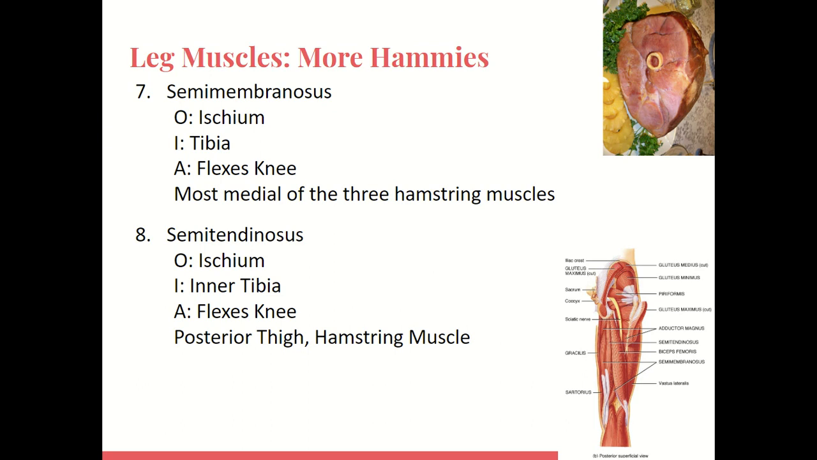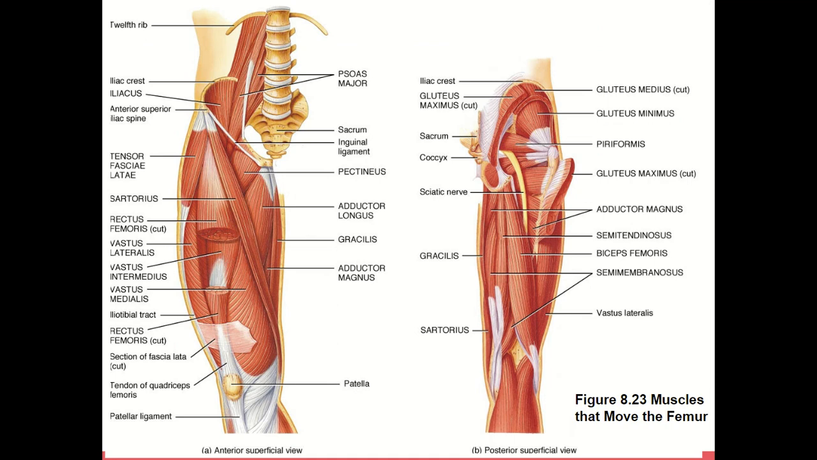So I always remember the difference between these two. The semimembranosus, I think of a membrane as kind of being like a wide and flat thing, like membranes that we talked about were always flat sheets. The semimembranosus is a wider, flatter muscle, and the semitendinosus is kind of like long and skinny, like a tendon. So I think that helps me to remember which one's which.